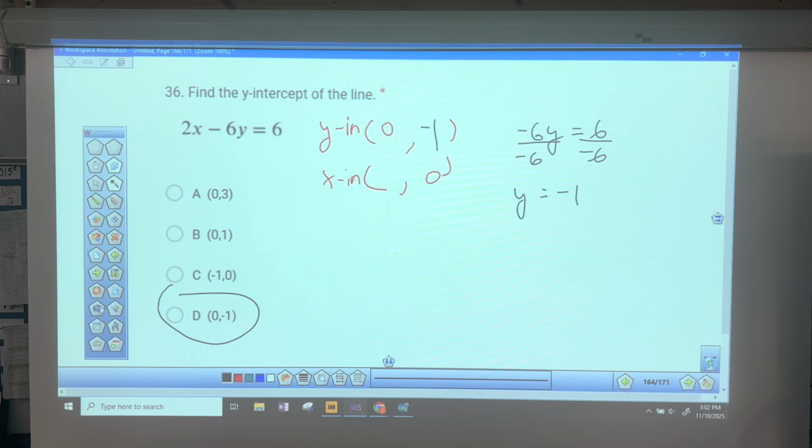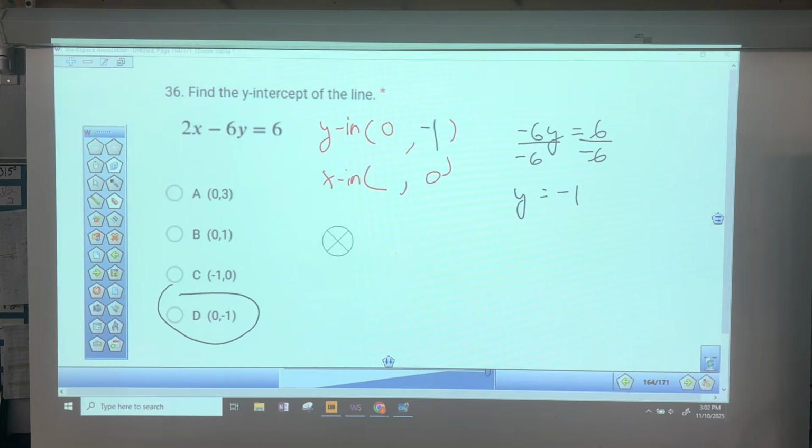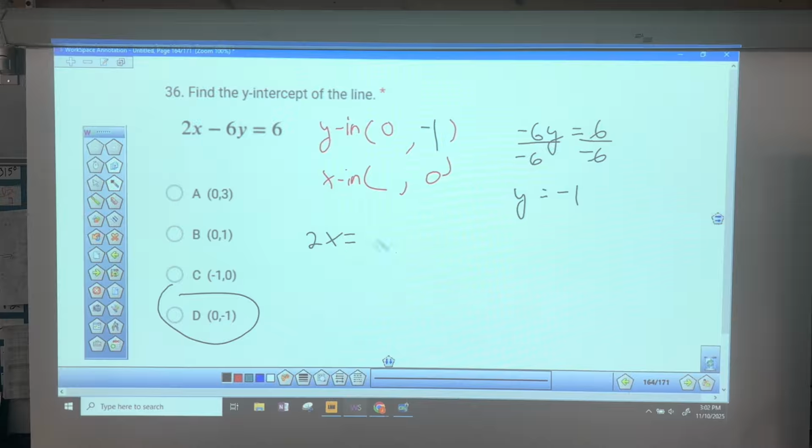Done. Find the x-intercept. You would hide the y value. So 2x equals 6. So you have a little tiny equation. 2x equals 6. So x would equal 3. So your other ordered pair would be 3, 0.